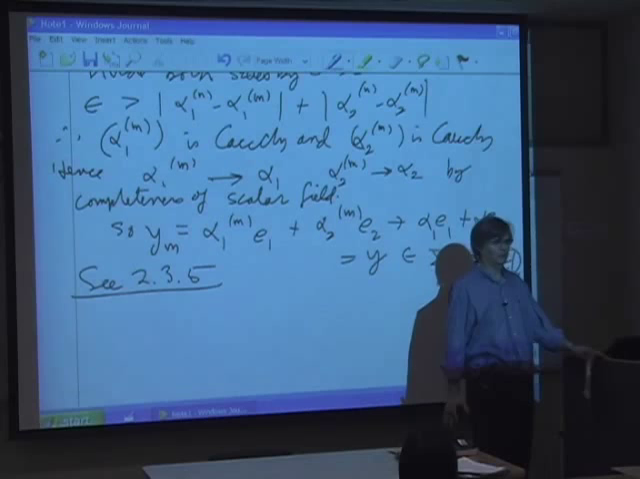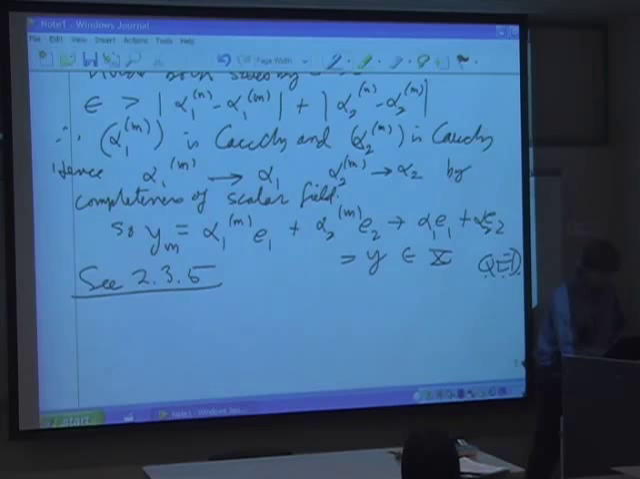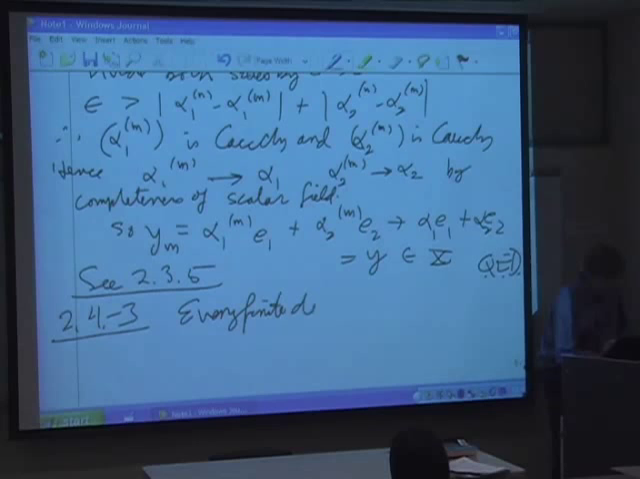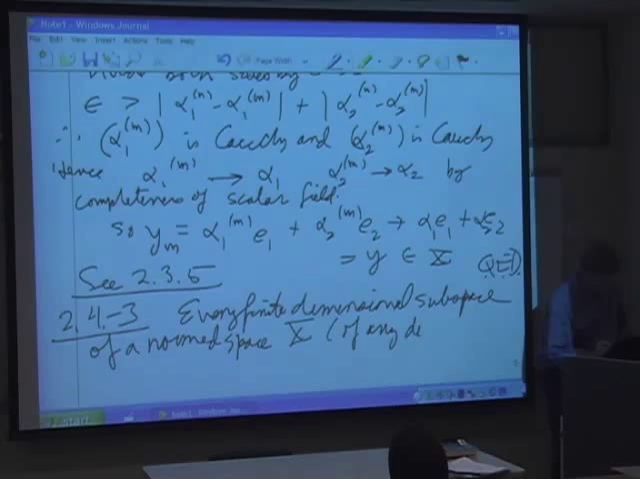That makes it a normed space. We don't even need completeness. We don't even need the Banach space here. Okay, so this is the statement, 2.4-3: every finite dimensional subspace of a normed space X of any dimension is closed.